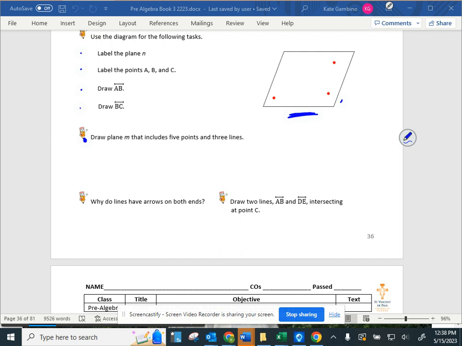Okay, this is all that we have today, getting us ready for this unit. So we usually start off with an easier objective. So I want you to really think through how you are drawing and labeling your points and your lines and your plane. So you need to make sure you have all those pieces. That is plane M, that you have 5 points and 3 lines. Make sure you're labeling them correctly.